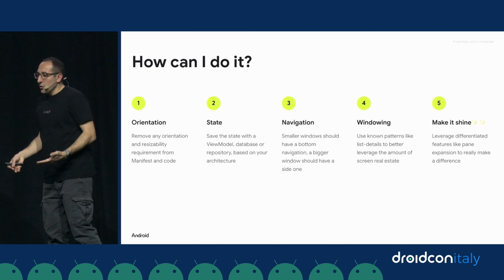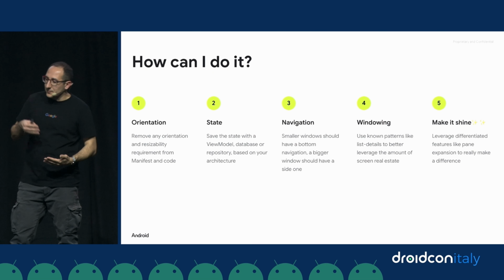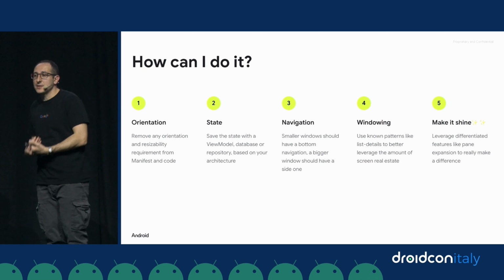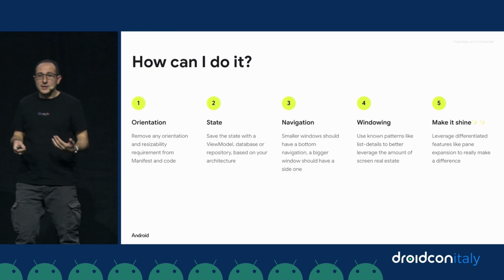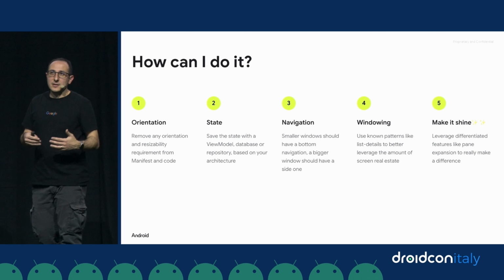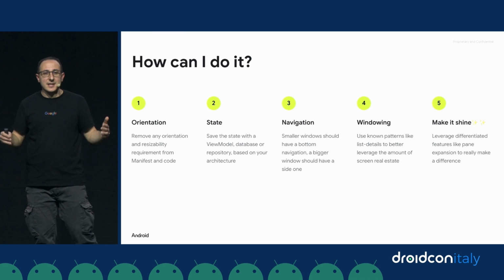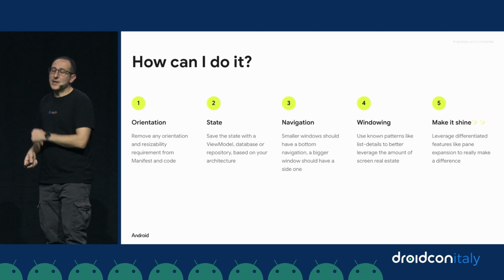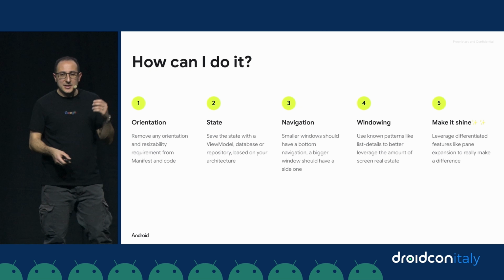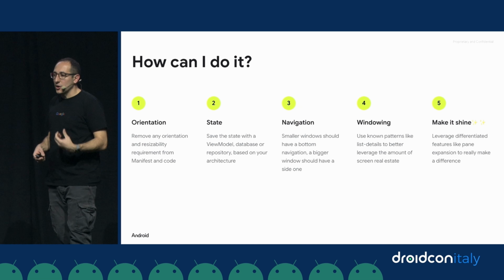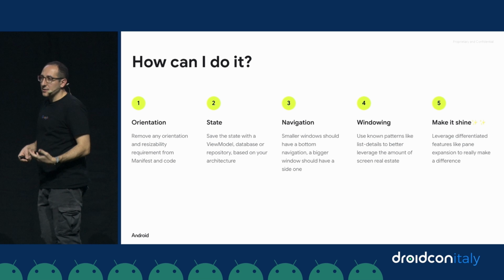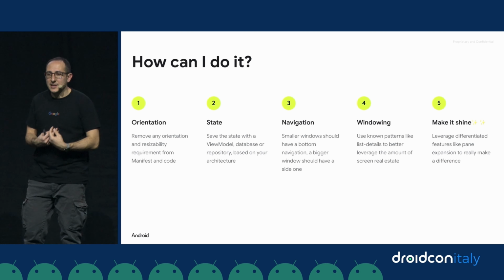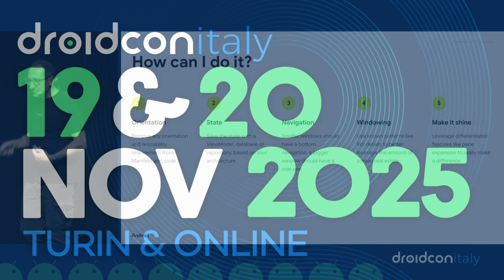Then, we leverage well-known patterns for UI interaction like list detail or supporting pane, so that we can have a better management of our space across the whole window. And then, we make it shine. We leverage particular features that are only available to certain sizes to really make a difference for our users.